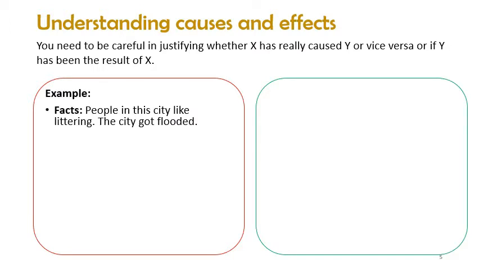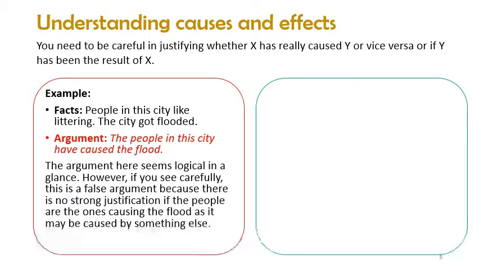Here in example number one, we have facts. The first fact is the people in the city like littering. And then we have fact number two, the city got flooded. At a glance, it seems like both facts are connected to each other. So we can probably easily argue that the people in the city have caused the flood. But if you pay attention carefully, this justification is not so logical, or we can say not so strong, because the connection between people littering and flood is not so direct.